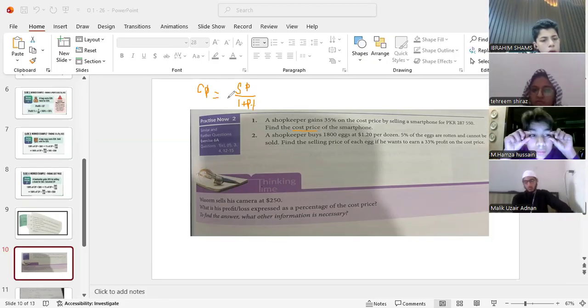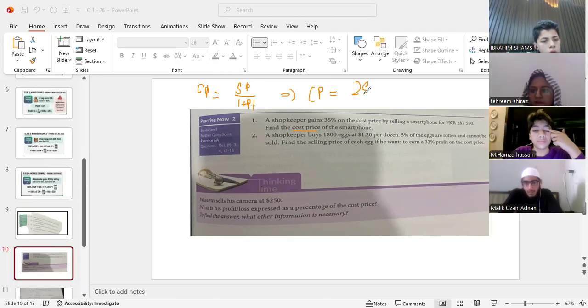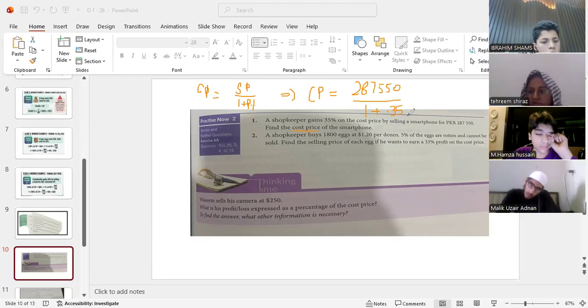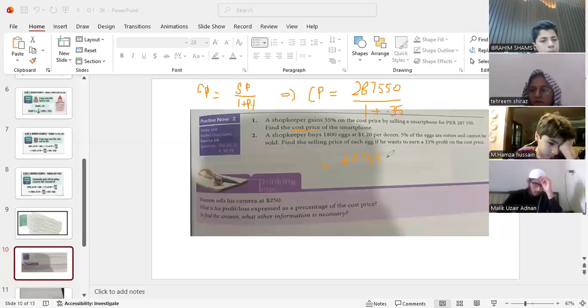So the cost price is equal to the sales price, which is 287,550, divided by 1 plus the profit percent. 35% means 0.35. Is this clear? Okay, now what will be 287,550 divided by 1.35? That will be our cost price.